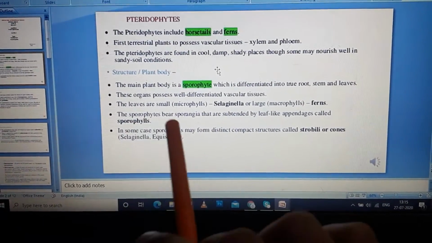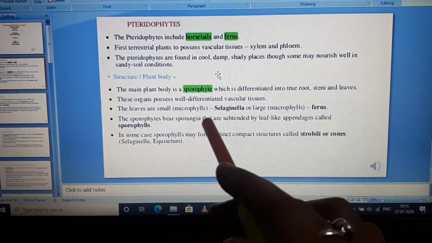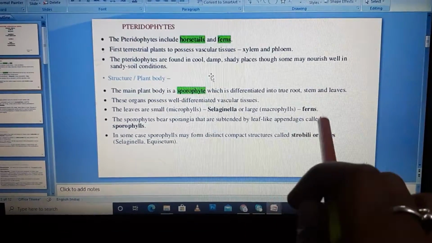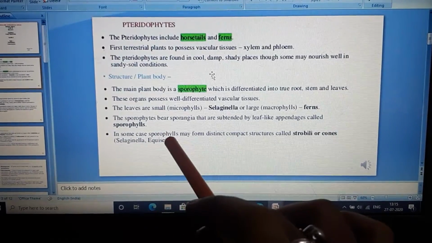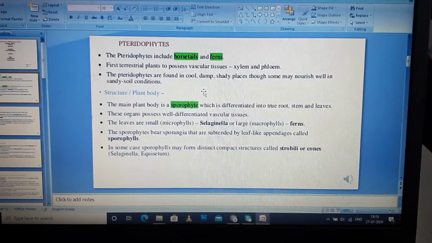The sporophyte, the main body, bears sporangia, and these are suspended on a leaf-like appendage called sporophyll. In some cases, sporophylls may be distinct, or compact into a strobilus or cone structure.